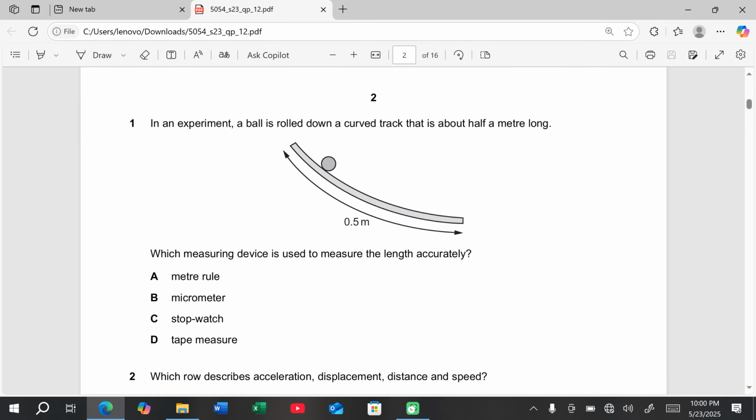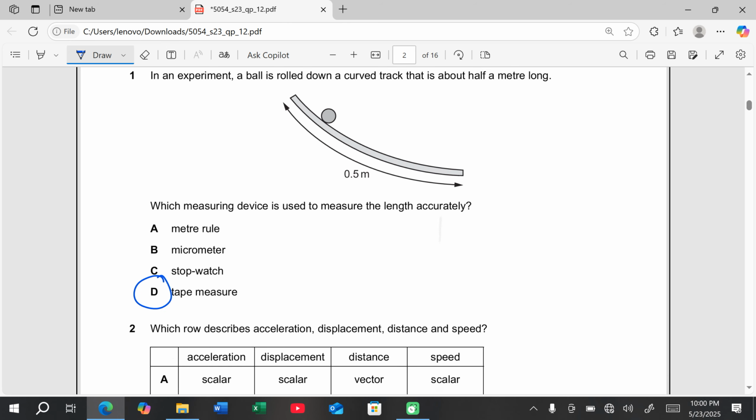In an experiment, a ball is rolled down a curved track that is about half meter long. What is the measuring device that is used to measure the length accurately? You can see there is a rail which is 0.5 meter long. Although it can be measured by a meter rule, since it's a curvy path, a meter rule cannot be bent, therefore a measuring tape should be used. So it is D.